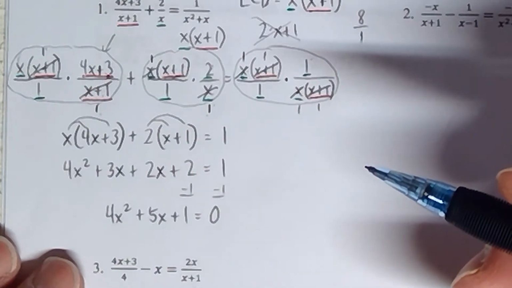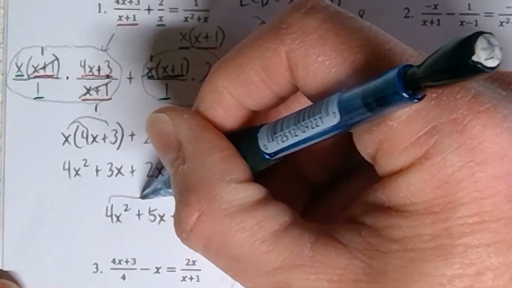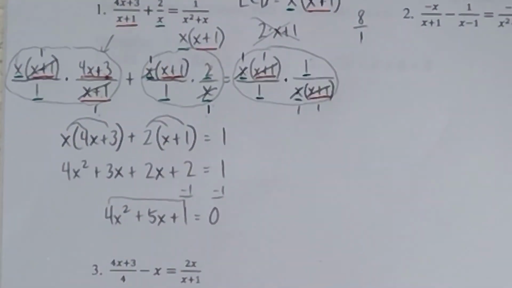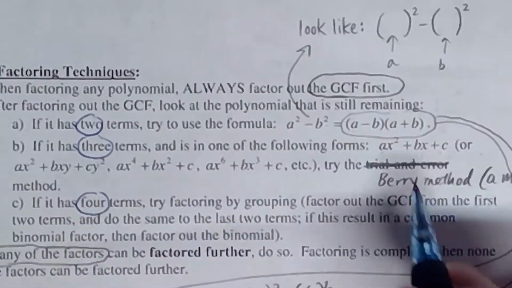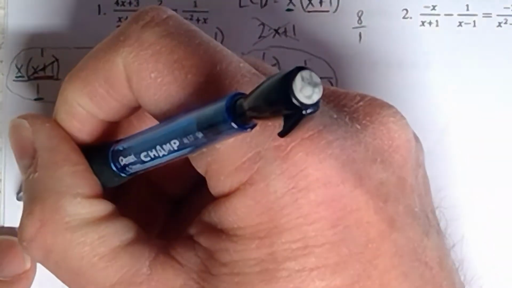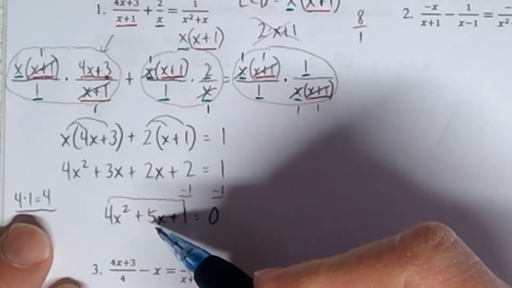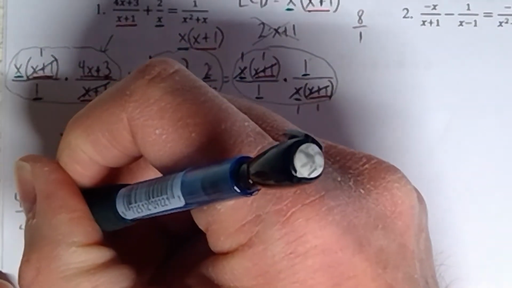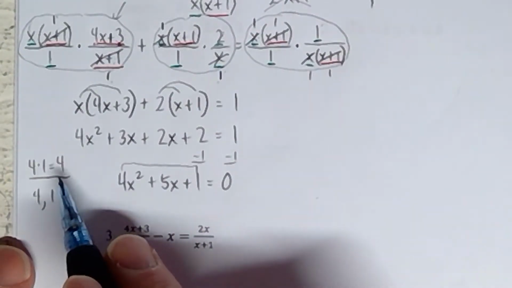So now I'm going to try to factor this. This is one of those factoring ones where we do the 3 terms right here, where we do the Berry method when it's the 3 terms and it's got the x squared and then the x and then no x at all, as we reviewed in the last video. So we did 4 times 1 is 4. And then we said, what 2 numbers equal 4 when you multiply them, but they add up to 5? Wouldn't that be 4 and 1? 4 plus 1 is 5 in the middle, but it equals 4 when you multiply these 2 numbers.